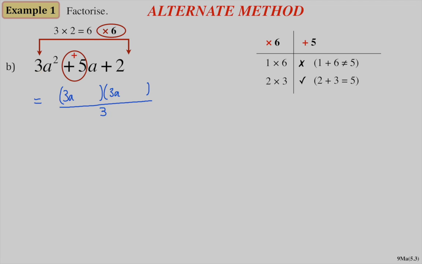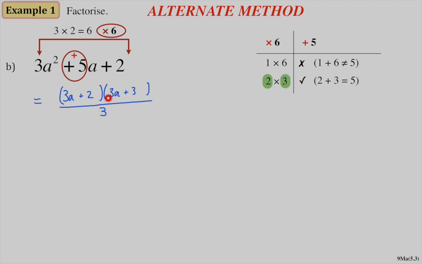Now, I come over here, and the numbers that I was interested in were 2 and 3. So I put in one bracket plus 2, and the other bracket plus 3. We're almost finished. Now that I've done that, I look at the question and I go, if I have a 3 on the bottom, does 3 go into 3 and 3 go into 2? Well, it doesn't go into 2, so I can't do anything with this bracket.